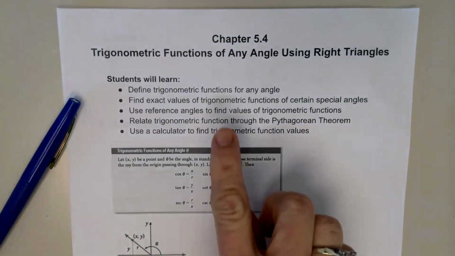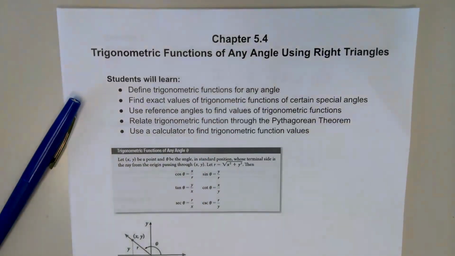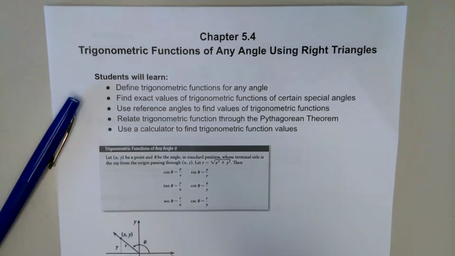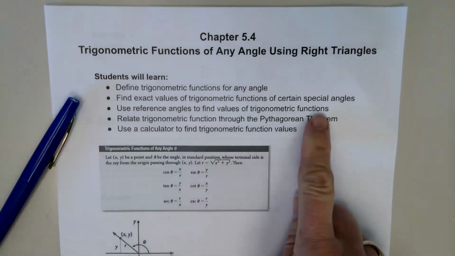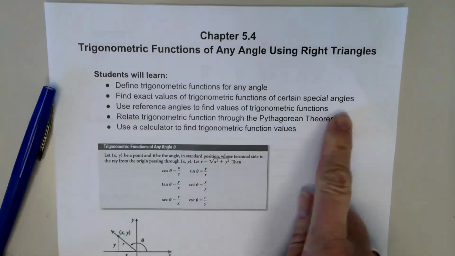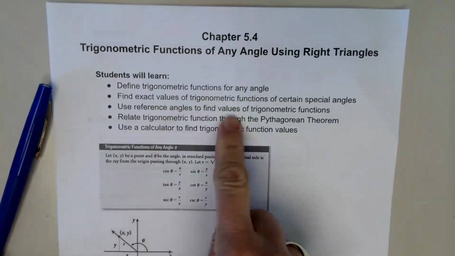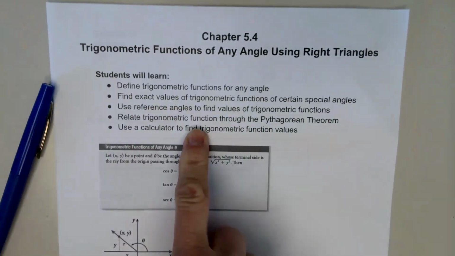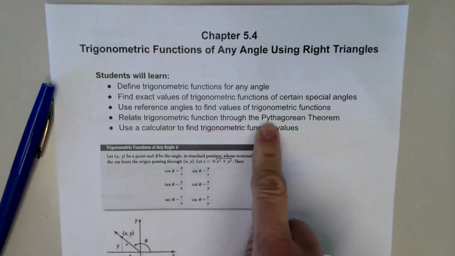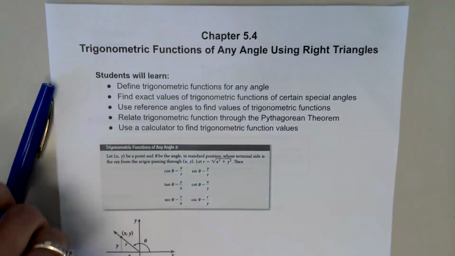We are going to learn about trigonometric functions at any angle using right triangles. Okay, so we're going to learn about definitions. We're also going to find exact values of these trig functions of certain special angles. We're going to learn how to use reference angles and also implementing trigonometric functions through the Pythagorean theorem.